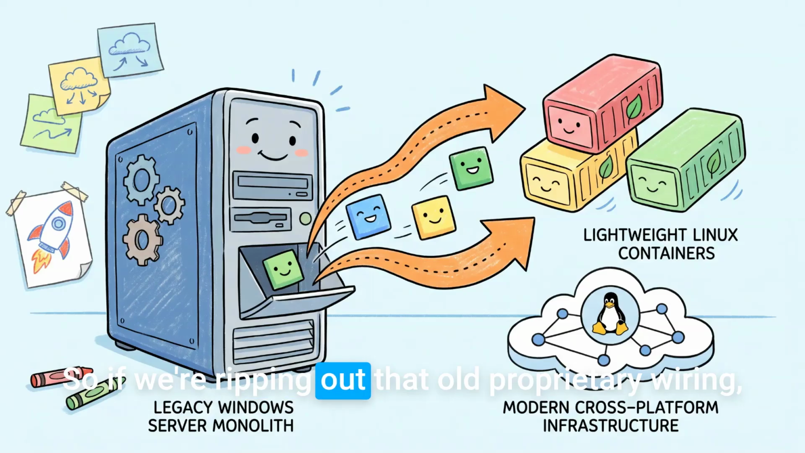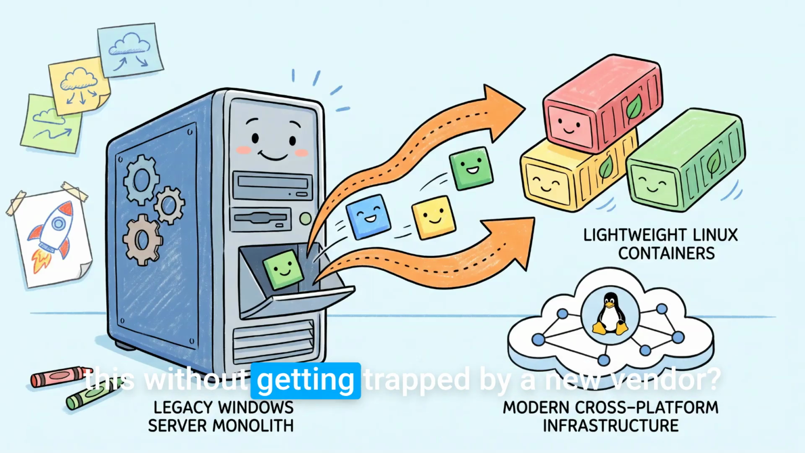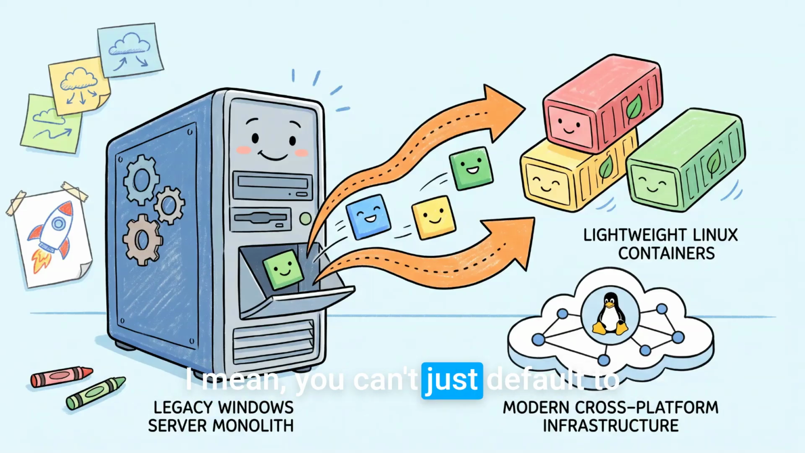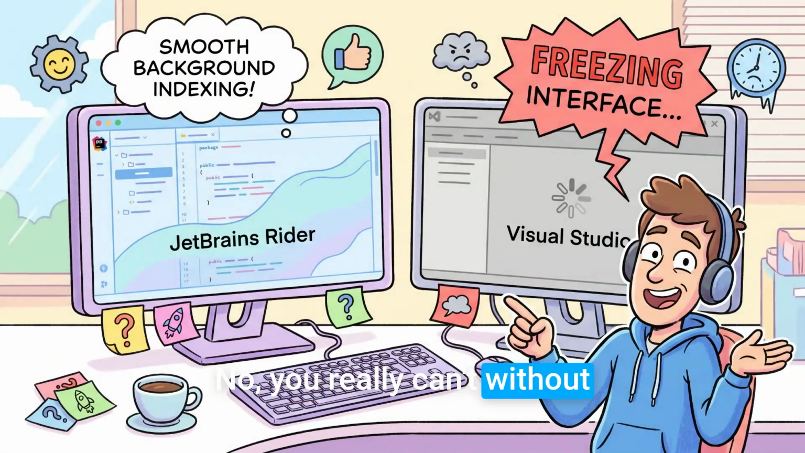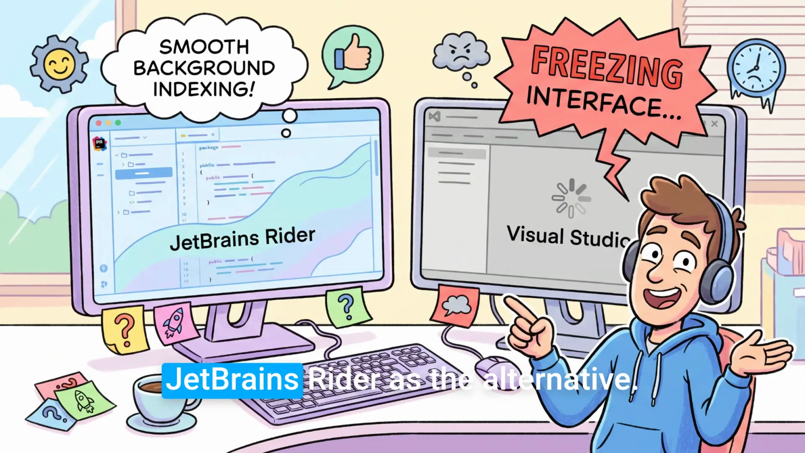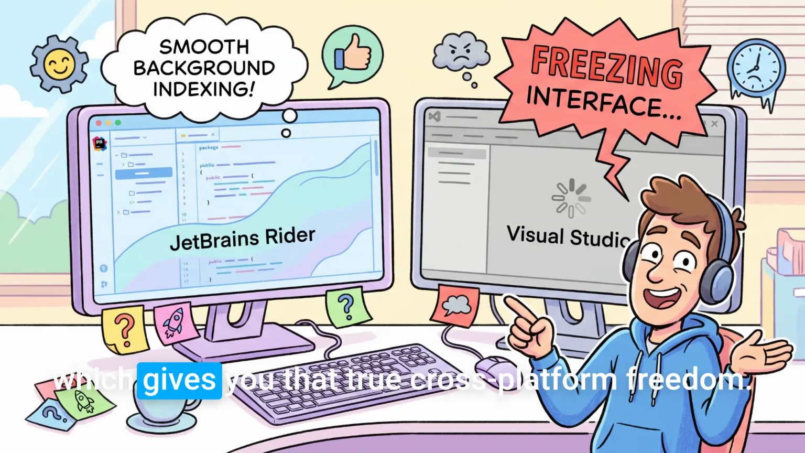So if we're ripping out that old proprietary wiring, what tools do developers actually use to rebuild this without getting trapped by a new vendor? I mean, you can't just default to Microsoft Visual Studio anymore, right? No, you really can't without risking a new type of lock-in. The curriculum actually highlights JetBrains Rider as the alternative. It runs natively across Windows, Mac, or Linux, which gives you that true cross-platform freedom.